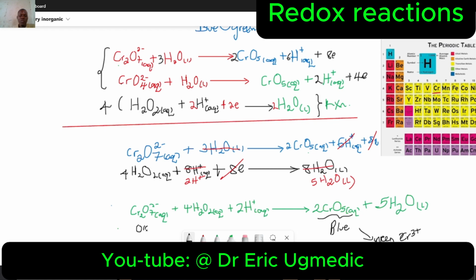So you can try writing for the chromates and balance it as well. So the observation will be yellow to blue. If you have the organic solvent, it will remain blue. If it's not there, then you have decomposition to the green chromium 3 ions. And that's the redox reactions for these two compounds.